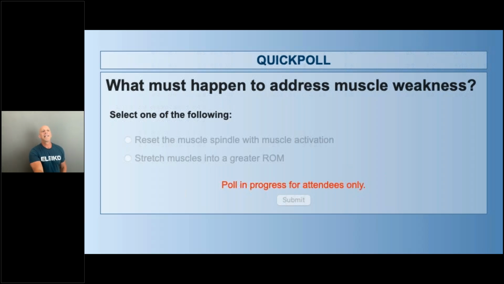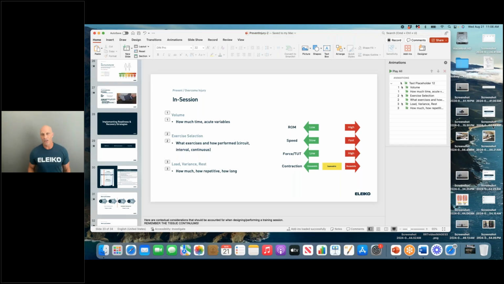So we need to reset and reactivate tissue when we have a lack of range of motion versus trying to just push things. And it's not that you can't push things. You can push all you want to, but you better find out what's deactivated, because that joint will still be unstable, and that will lead to more problems down the line.